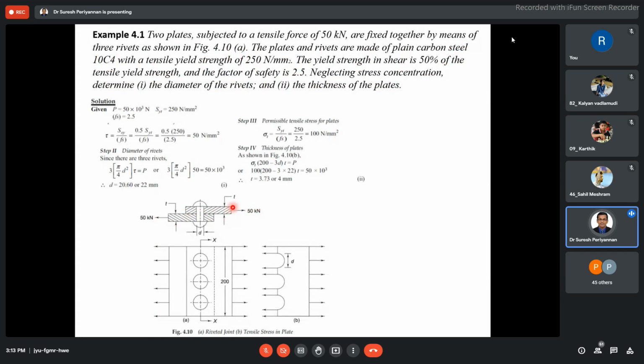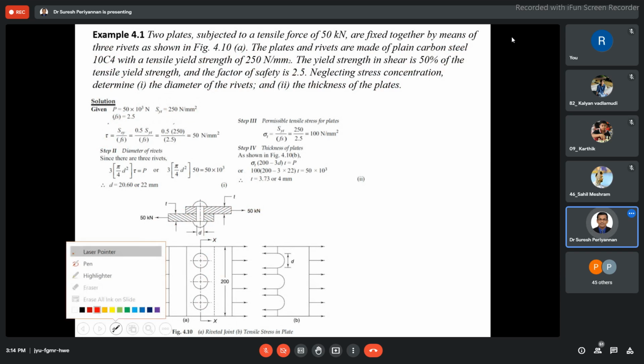Now, first we see the rivet diameter. How many rivets are used? They have clearly given 3 rivets in this design: rivet 1, rivet 2, rivet 3. Then what is the shear stress area? Shear stress is nothing but shear load divided by shear area. They have already given the shear stress as 50% of the yield strength, and the yield strength is 250 Newton per mm square.